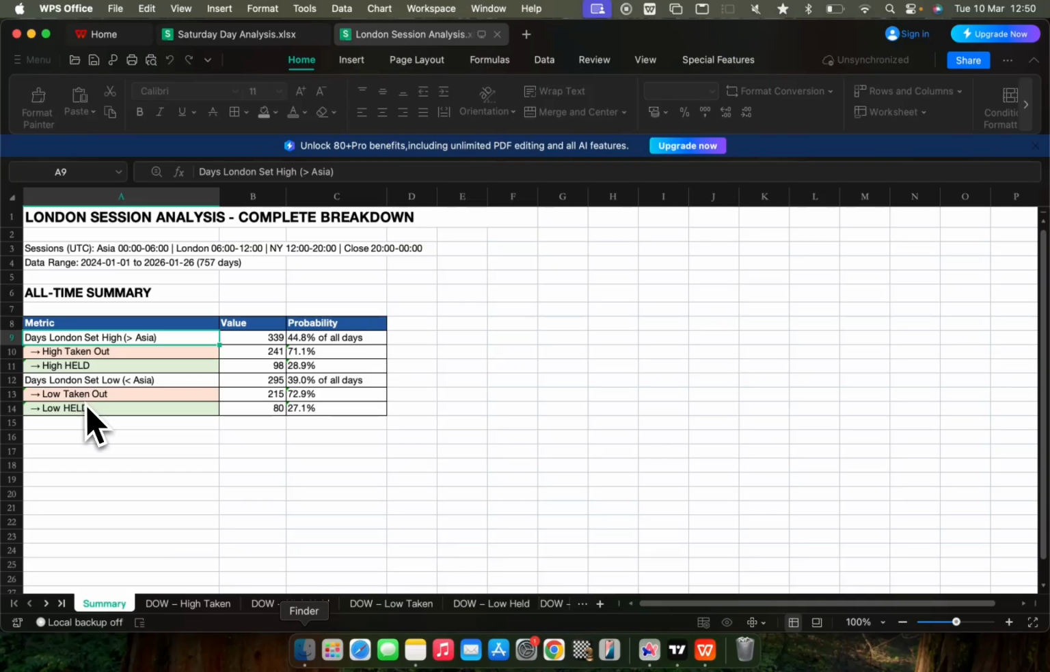Then the days the low was taken out was what? 215, which is 72%. That is the days London sets the daily low. Okay, London put in the daily low was what? 295 days out of the 757 days.